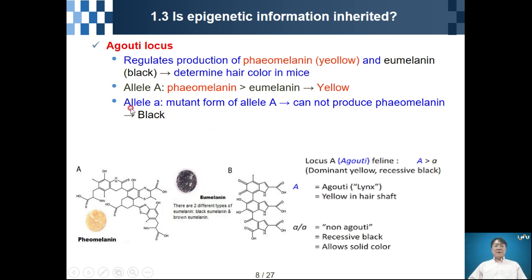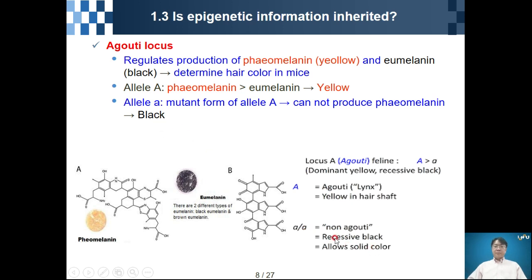But allele small a is a mutant form of allele large A. So in these cases, they cannot produce pheomelanin, they can only produce eumelanin. That's why it can be black. So the mice which have the genotype small a, small a have the black color.